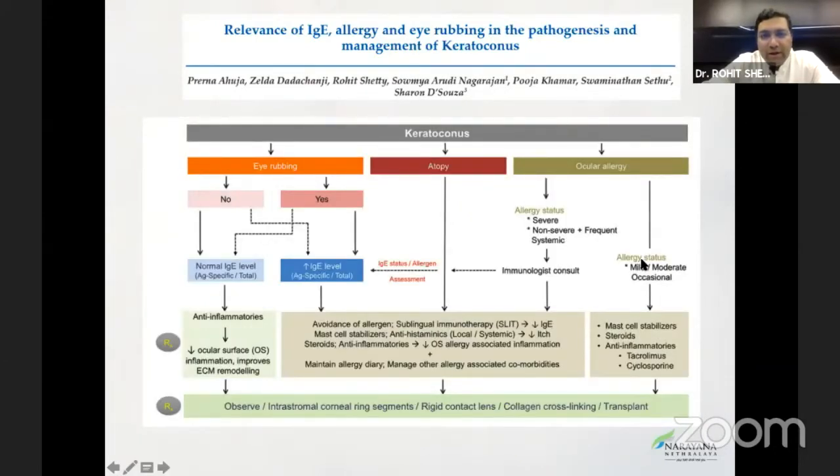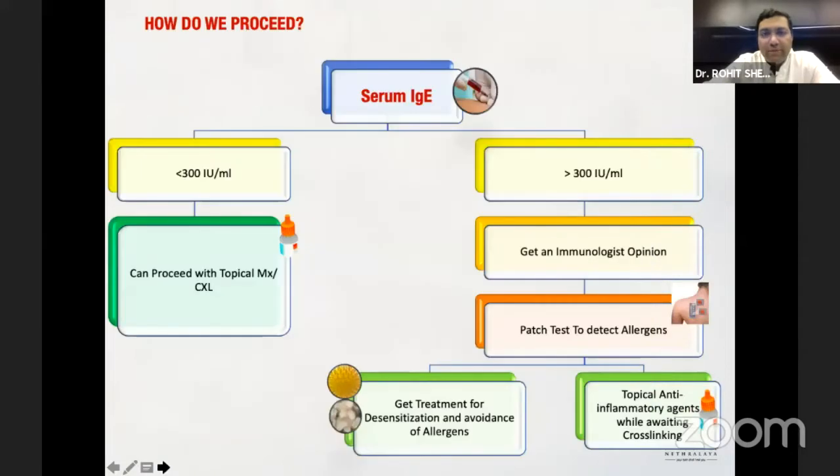And we have made this algorithm, and all these papers are freely available, which looks at all the allergies which trigger a mild sensitization to rub. And with a higher level of IgE, we even look at treating them with SLIT therapy, like sublingual immunotherapies, to stop the eye rubbing completely, and that stops the progression of ectasia, both post-LASIK and pre-LASIK.